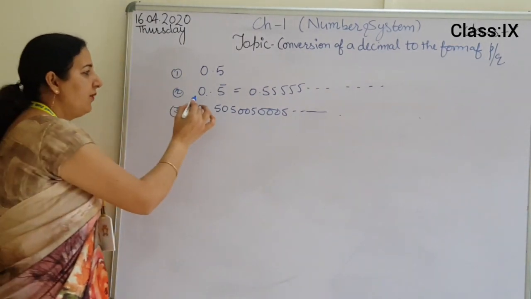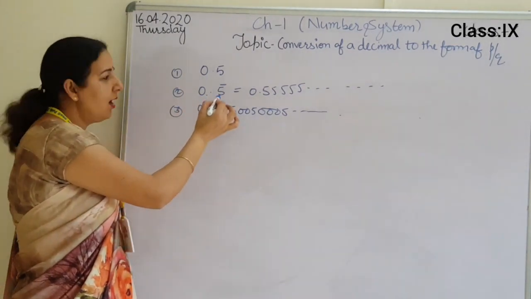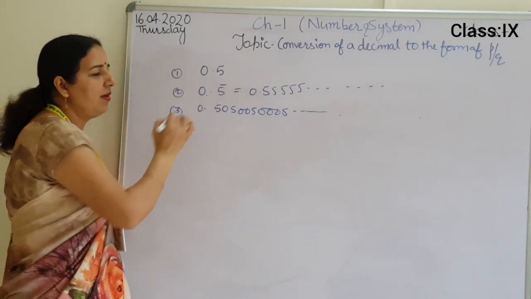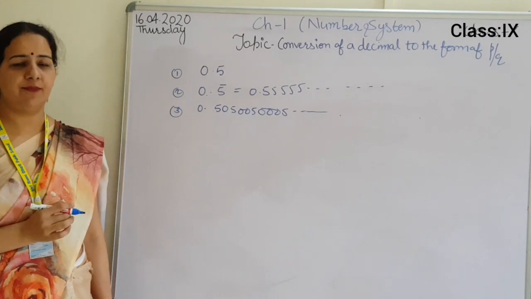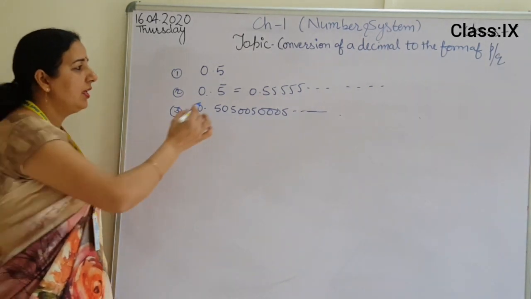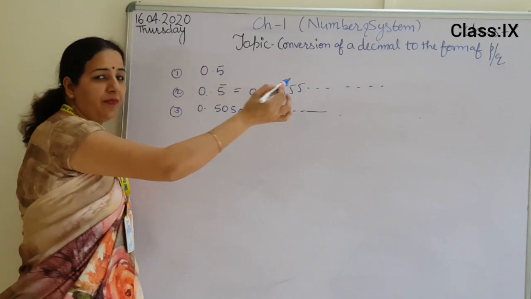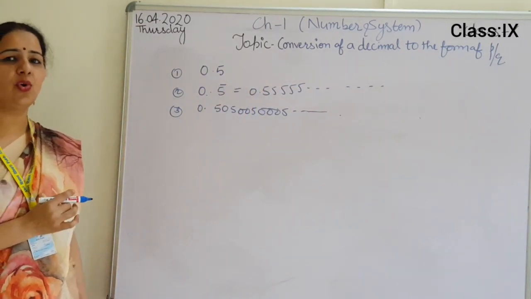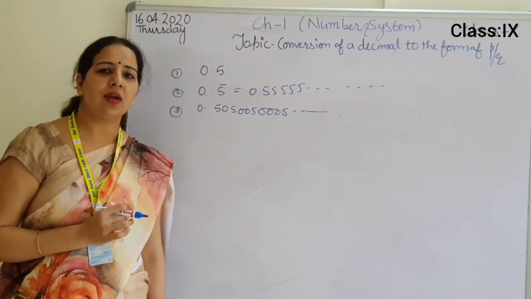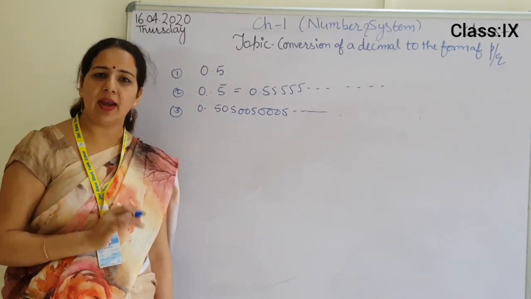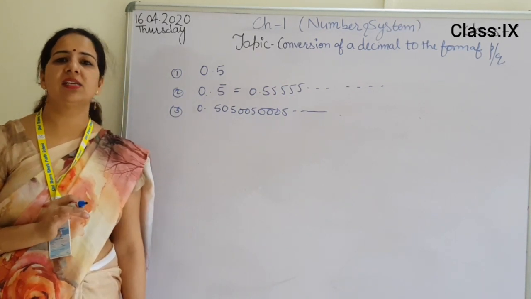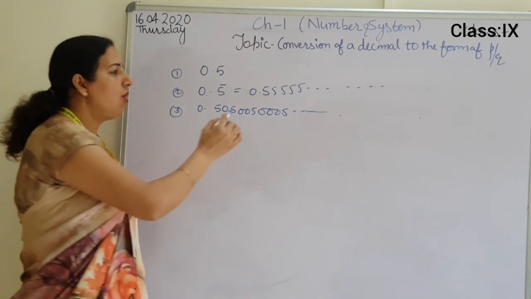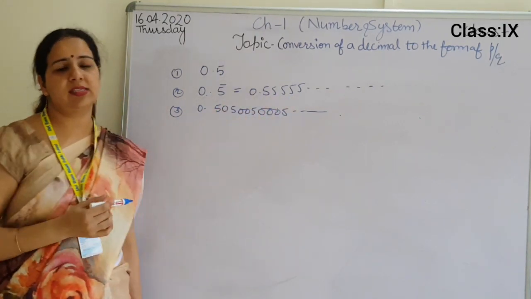This is the short form of 0.555 and so on; this is how we use 0.5 bar. So 0.555 and so on means this decimal expansion is non-terminating. Non-terminating means this will never end. It is a never-ending decimal expansion, but it is repeating because all the time 555 is coming here.